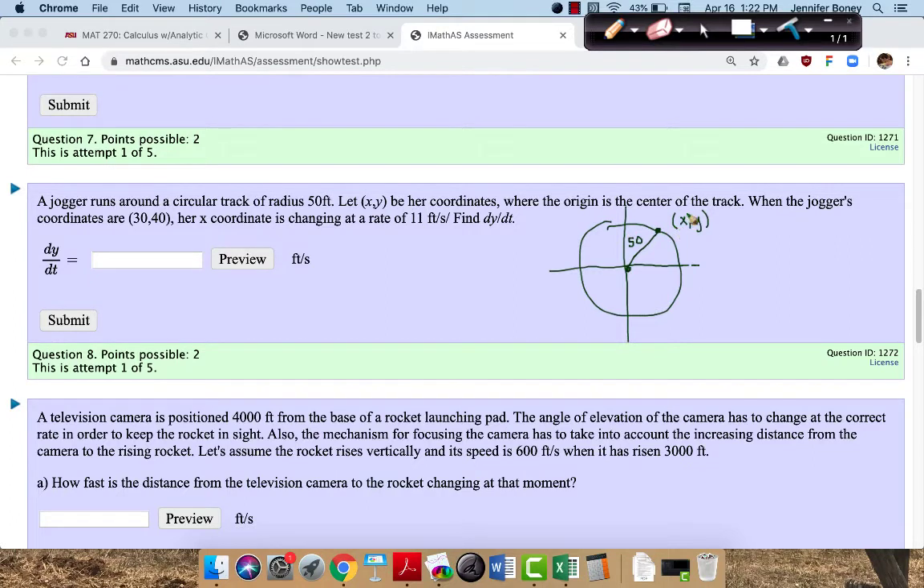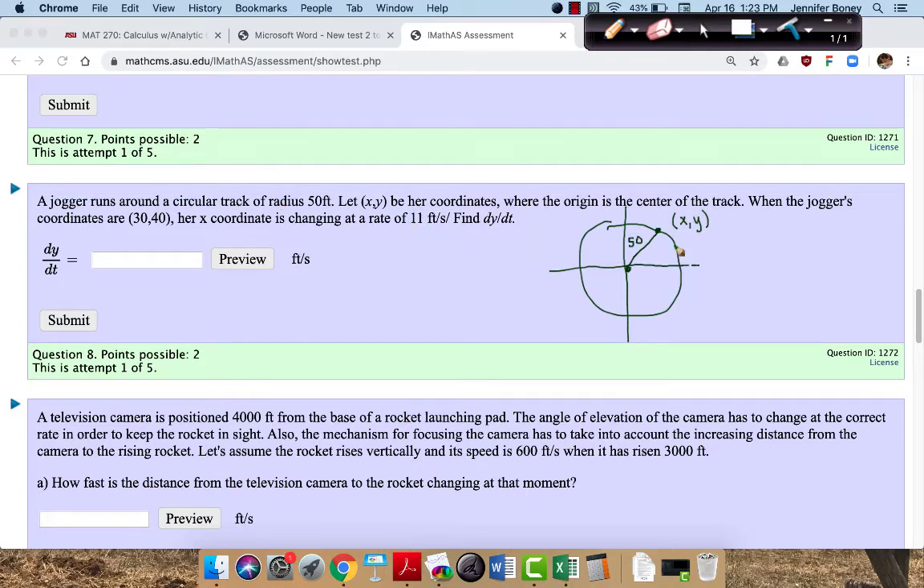This x is changing at a rate of 11 feet per second. It doesn't say whether it's increasing or decreasing, but for it to be something negative, it would need to say is decreasing or have a negative sign. So that means the x-coordinate is increasing, meaning, well, she must be going around the circle this way. Now, this isn't necessarily a constant. It's not always that. Otherwise, she'd be running a really strange way. She couldn't continue increasing her x-coordinate by 11 feet per second. That wouldn't make any sense.